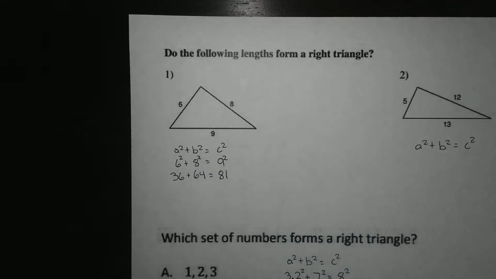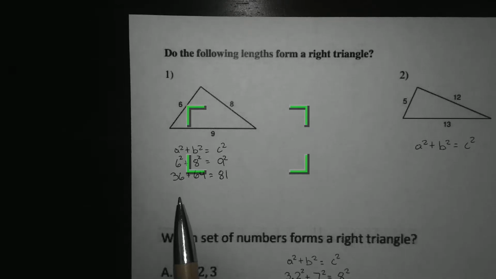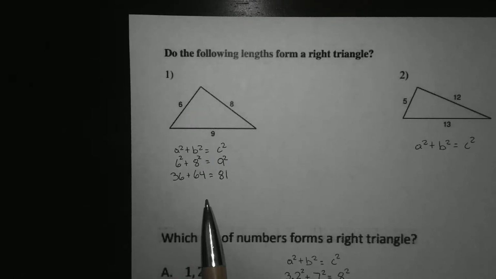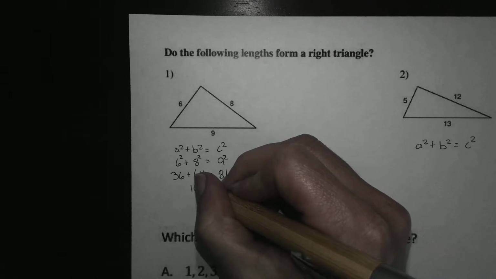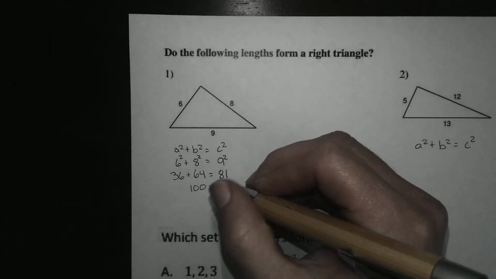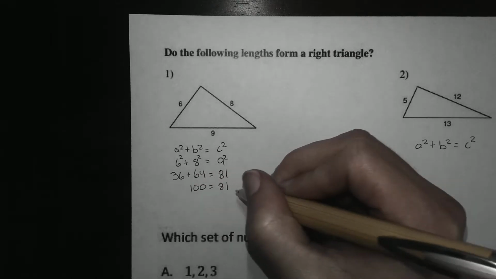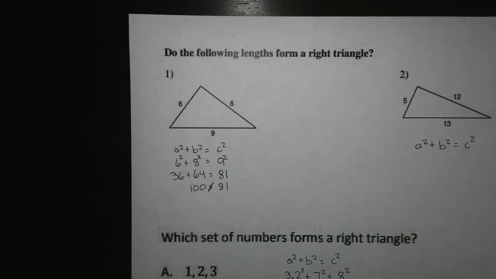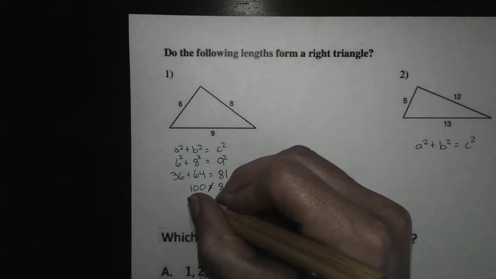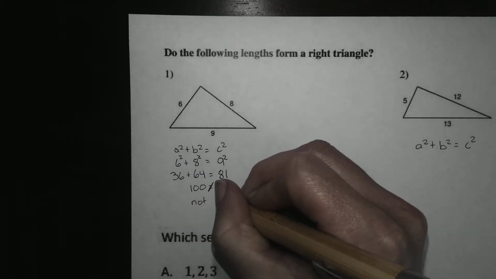Okay. Now when you look at this, we're trying to see if both of these sides are equal. So it says 36 plus 64 equals 81. Well, let's go ahead and add 36 plus 64 to see what that equals. It equals 100, which means it does not equal 81. And because it's not equal, I'm going to go ahead and put a slash through my equal sign, showing that it is not equal. If it is not equal, then it is not a right triangle.